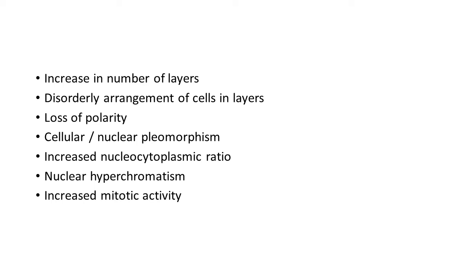There can be increased nucleocytoplasmic ratio. The usual nucleocytoplasmic ratio, that is the ratio of nucleus to the cytoplasm, is usually 1:5, and here it can be increased. There can be nuclear hyperchromatism, and there can be increased mitotic activity. These are the disorders seen in the disorderly growth called dysplasia.